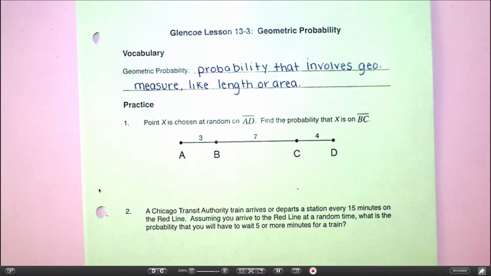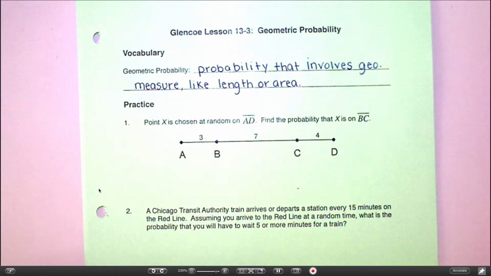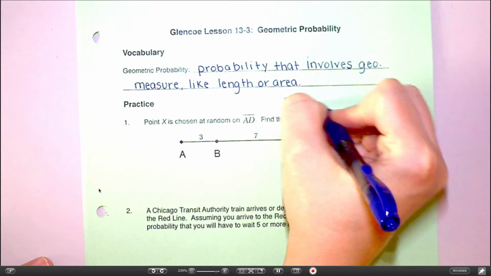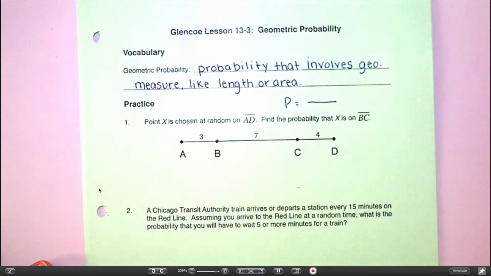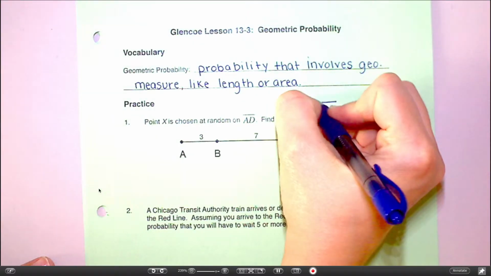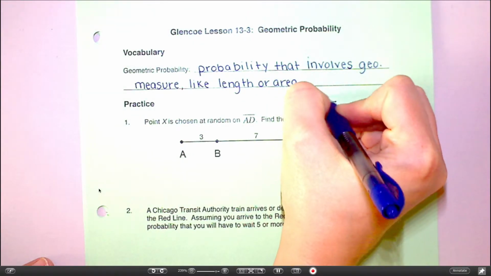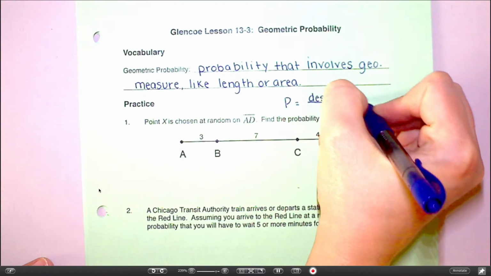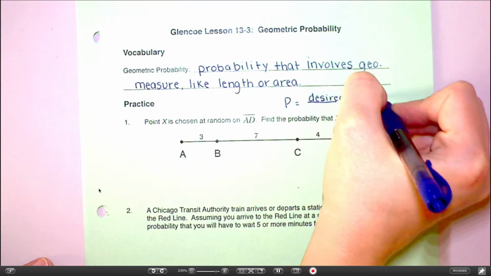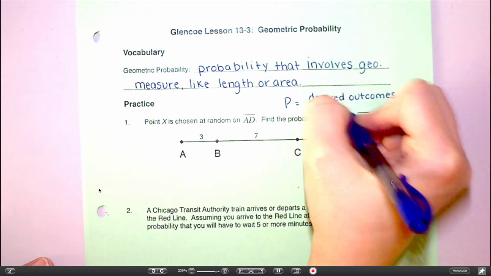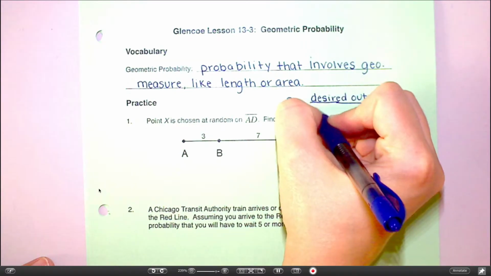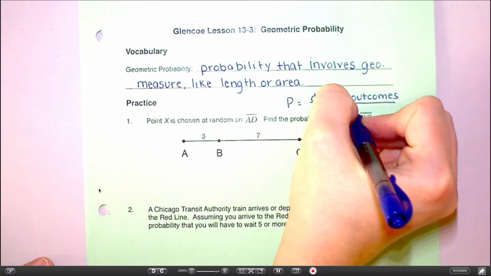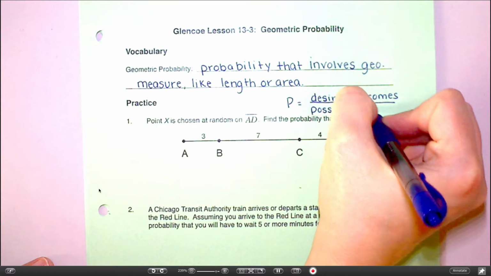And the other thing I want to remind you about probability, this you've probably already learned before, but the basic premise of probability is that it's a ratio or fraction that compares what you want, so the desired outcomes, to all the possible outcomes. Okay, that's going to be important to keep in mind.